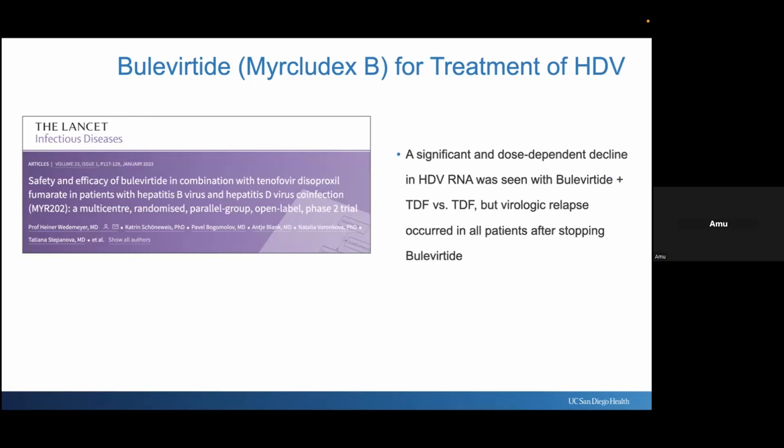In another clinical trial, the efficacy of bulevirtide was assessed in combination with tenofovir for reducing hepatitis D RNA in 120 patients who had failed interferon or were unable to take it. And so these patients were already on TDF and were randomized to receive bulevirtide at different doses or just continue TDF. Dose-dependent hepatitis D RNA declines were seen with treatment with bulevirtide. However, in follow-up within a year of stopping treatment, a virologic relapse of hepatitis D occurred in the vast majority of patients.